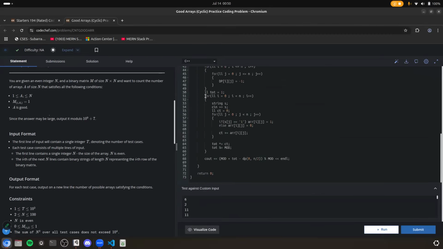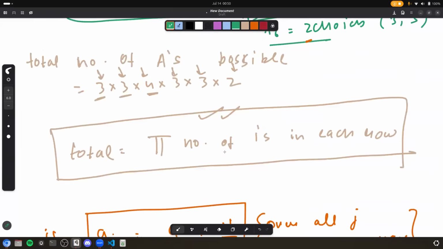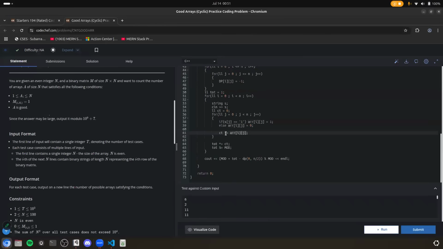Let me show you the other code. This was just taking the input array. I take the input string, and for j from 0 to n, if the string had 1, then I put arr[i][j] as 1, or else I put arr[i][j] as 0. And ct is basically the number of ones in each row. Since total was a multiplication of the number of ones in each row, I have calculated ct as the number of ones in each row and then multiplied total by ct.